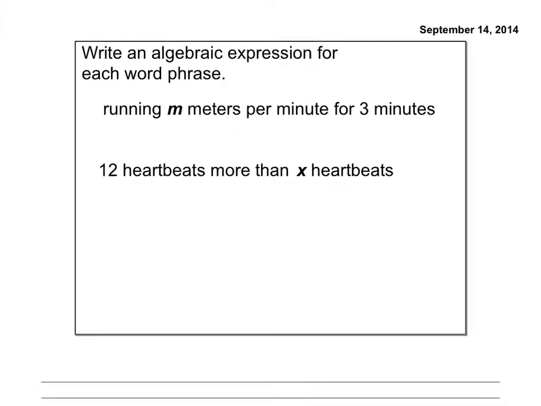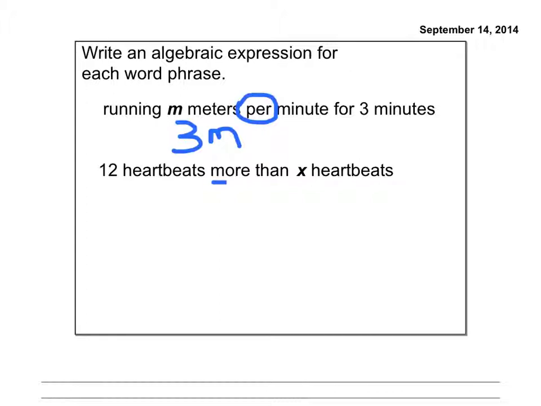Now, let's write an algebraic expression for each one of these word phrases that we're going to be seeing. Now think about this, running m meters per minute for 3 minutes. Right, that would be 3 minutes times the number of meters per minute, which would be 3m. The key word here was the per. Per will be something that indicates to you multiplication.